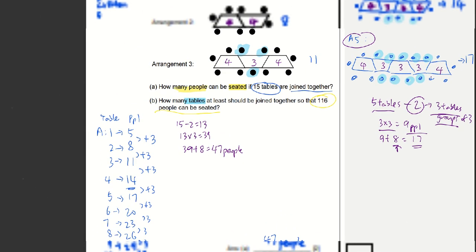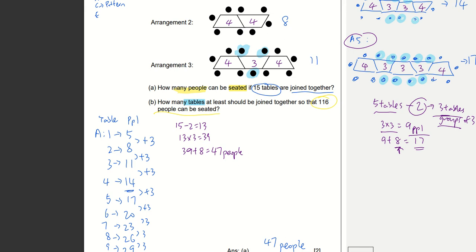Let me just zoom in a bit to be able to see both sides. Okay. Can you see that? Right, so using this idea, take away the first table, take away the last table, groups of 3, then add the first table and last table, which is always 8, 4 in front and 4 at the back. Okay, using this idea, can I try to solve B?